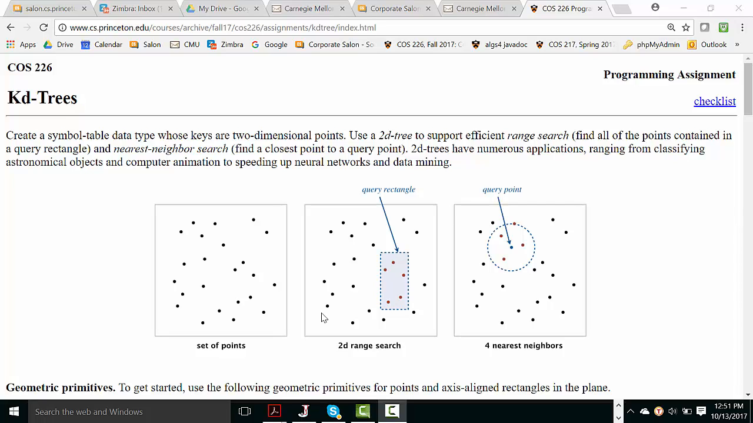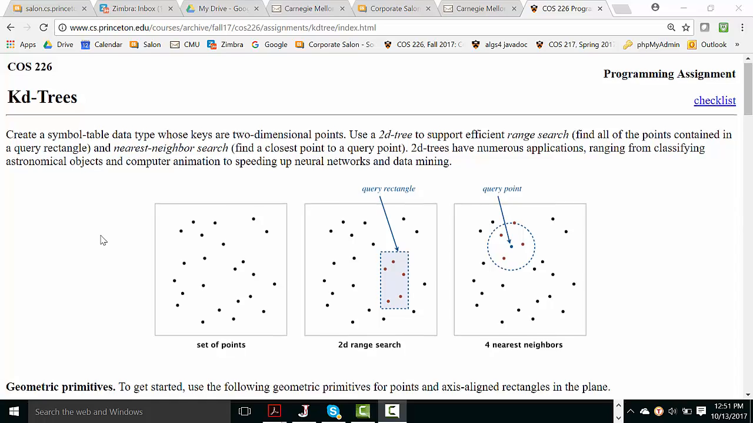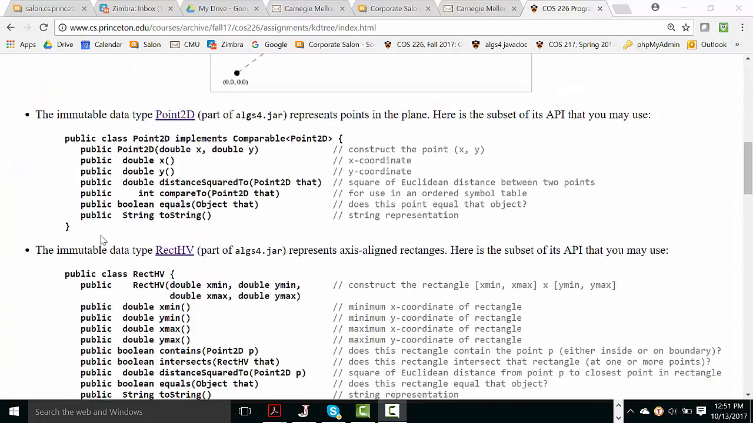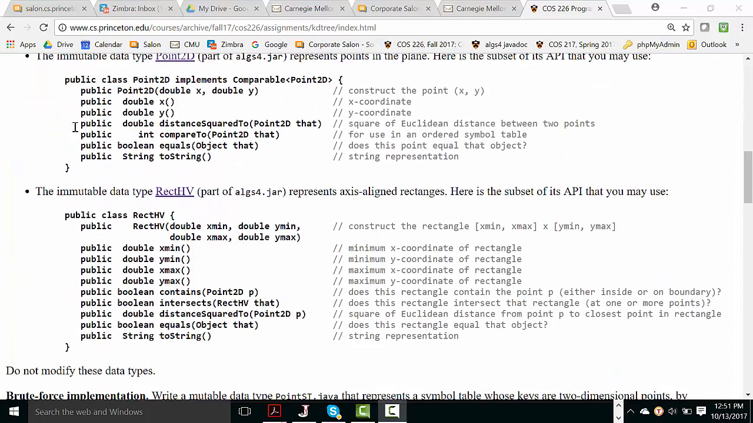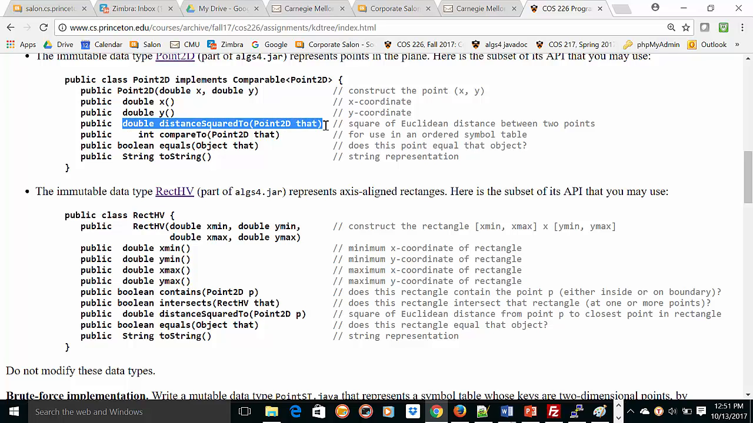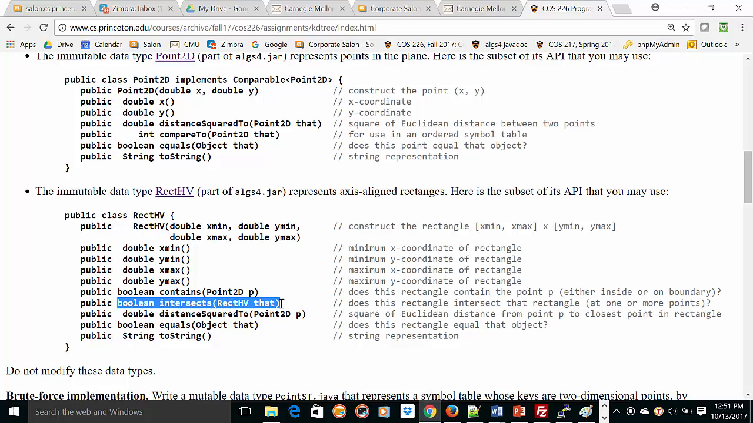Okay, so let's consider some of the hints for getting started with the KD tree assignment. In the KD tree assignment, the two things I want you to pay attention to are that the point2D class is implemented and given to you, and the rect_hv class is implemented and given to you. With these, you don't have to implement a lot of things that you need. For example, you can find the distance between two points, see if a point is inside a rectangle, or see if two rectangles intersect.